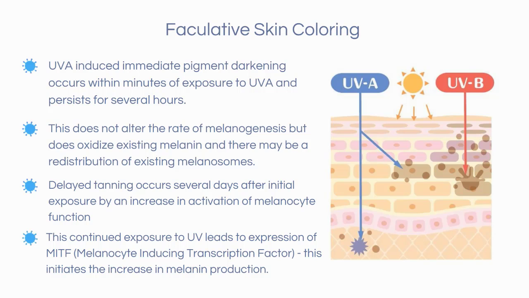Exposure to UVA causes immediate darkening in melanin pigment, which will continue for several hours. The effects of this pigment darkening will last for several days. This immediate darkening does not involve an increase in the rate of melanin production, but rather is an oxidation of the existing melanin, or in some instances there may be a rearrangement of existing melanosomes.